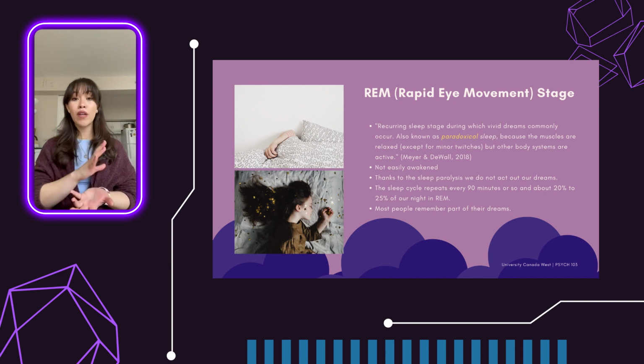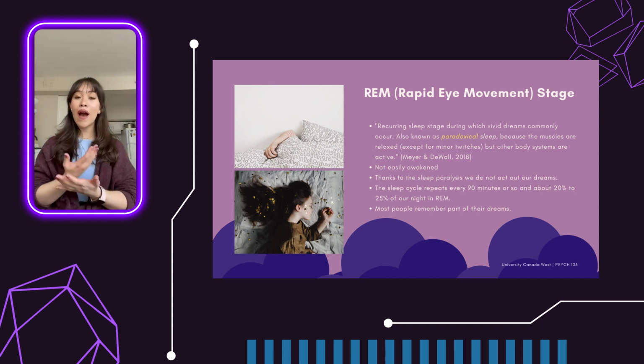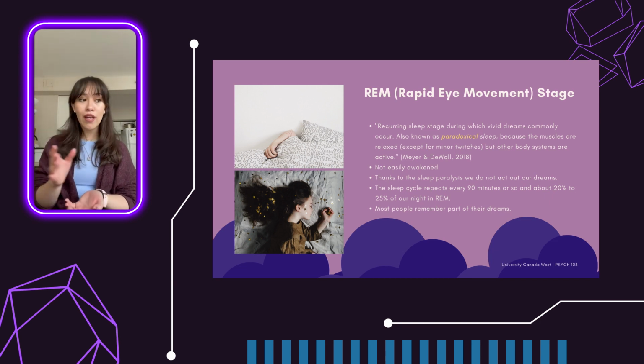Throughout the night we typically spend about 20 to 25% in this stage, and it just repeats in a cycle, like the whole sleep cycle, every 90 minutes or so. And it's very interesting because since your brain is so active and you're dreaming, most people can actually remember their dreams in some shape or form, whether it's a story or just flashbacks here and there.